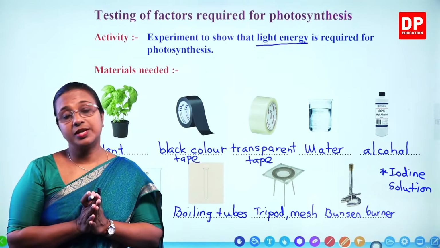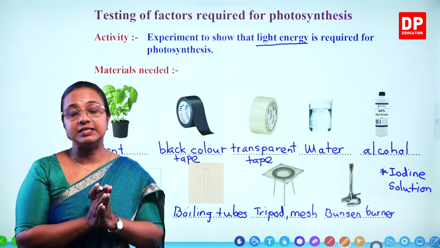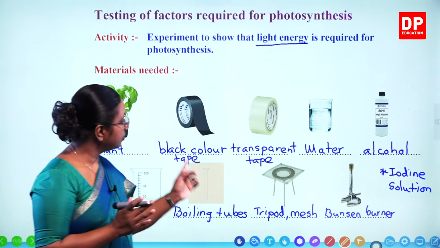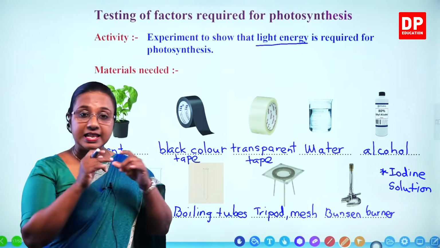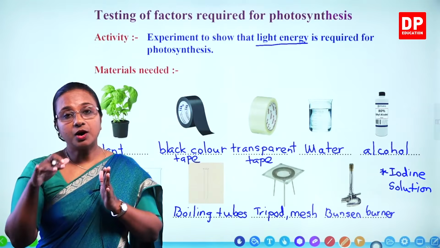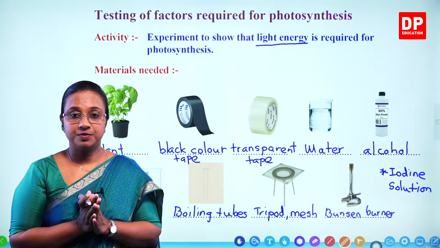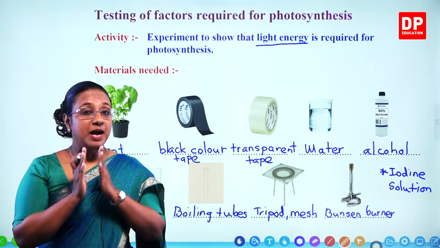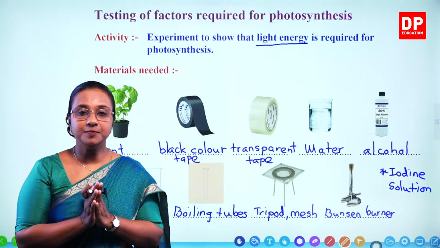To have a control experiment, to show that it is only light that is the factor that is being tested, we use a similar size transparent tape, and the same way we paste the transparent tape on the top and the bottom surface of the second leaf. So the 2 leaves are ready. But before we start the activity, there is an important thing.